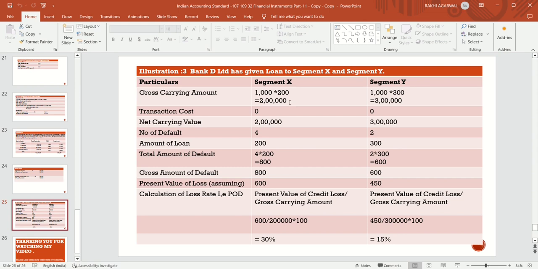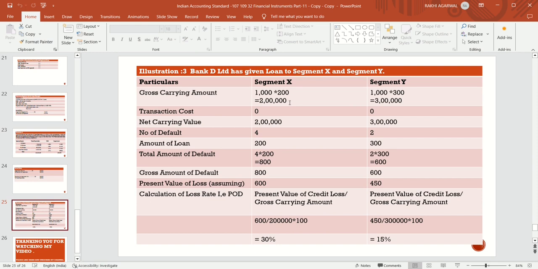Illustration 3: Bank D Limited has given loans to segment X and segment Y. The gross carrying amount is 2 lakhs. Transaction cost is 0, so the net carrying value is the gross carrying amount minus transaction cost. As for the number of defaults, in segment X they are not able to pay 4 installments, and in segment Y they are not able to pay 2 installments.